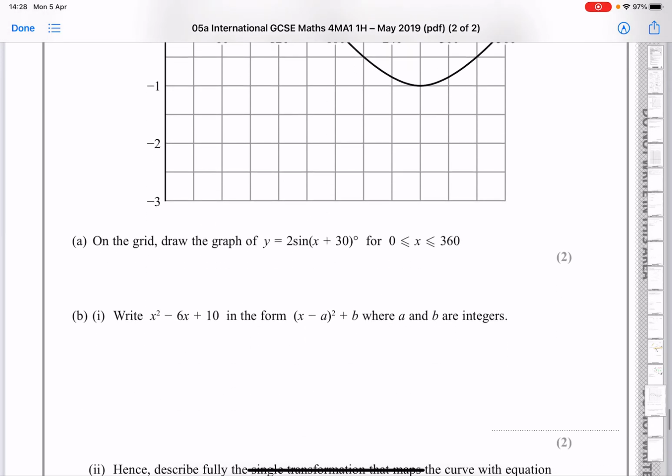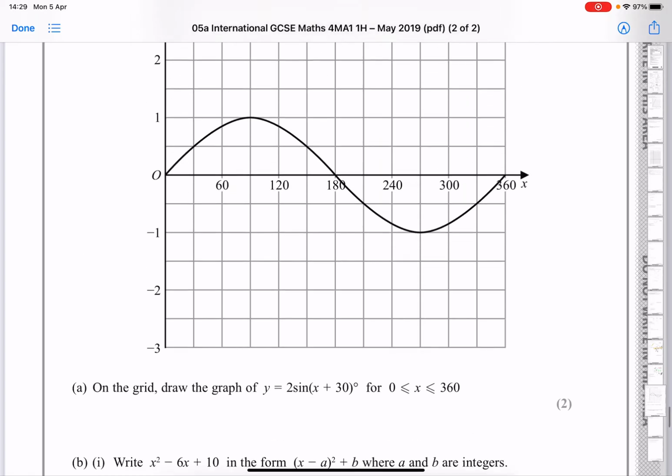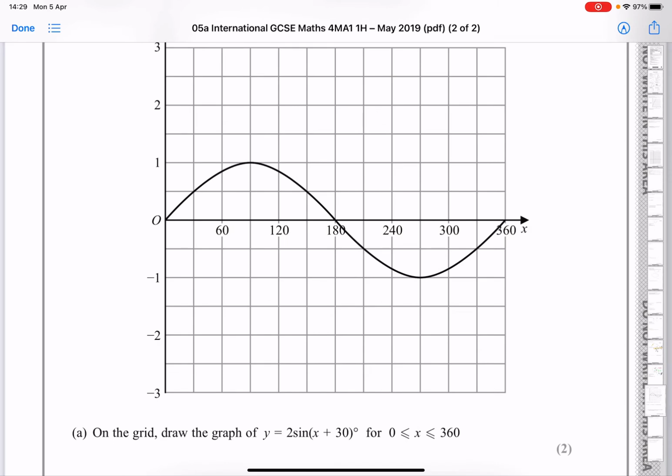First part says draw on the grid the graph of y equals 2 sine x plus 30. So what I suggest you do is think about the table function on your calculator. Okay, f of x this time is going to be 2 sine brackets x plus 30. Oops, I've gone a little bit wrong there. Bear with me.